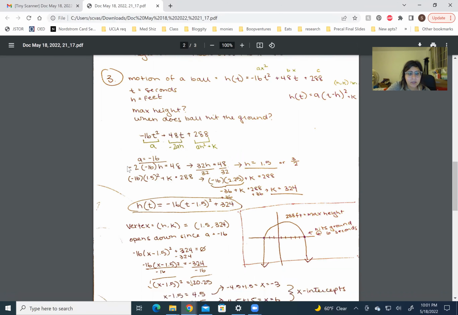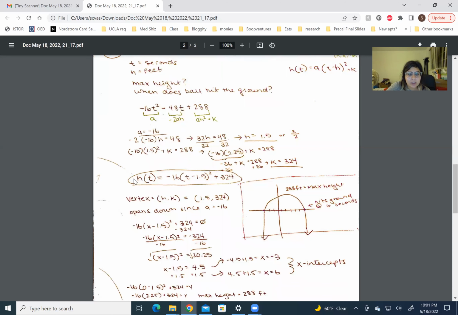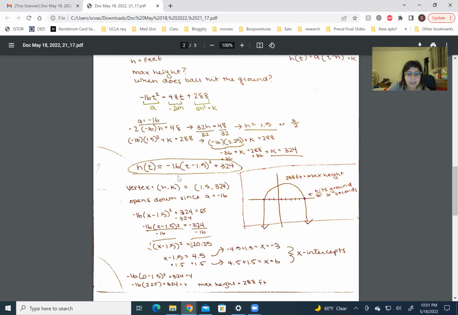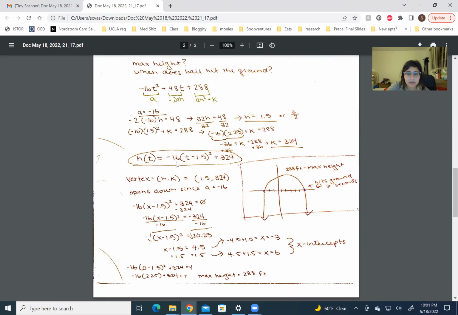So for this equation, I got h of t equals -16 (t minus 1.5) to the power of 2 plus 324. The vertex we know is H and K, H being the 1.5 and the K being 325. And since A is negative, we know that the parabola opens down.